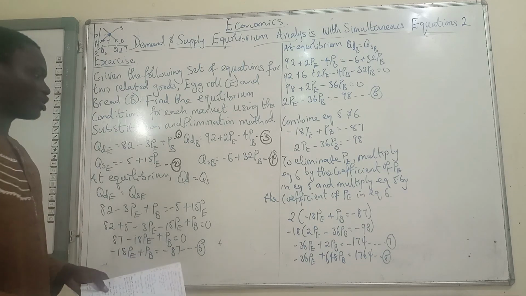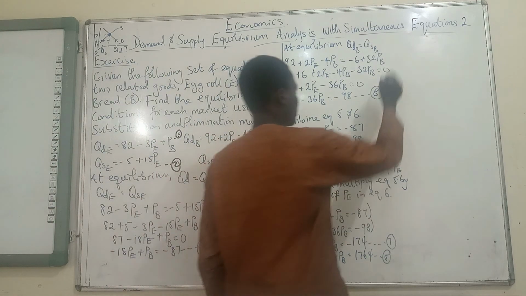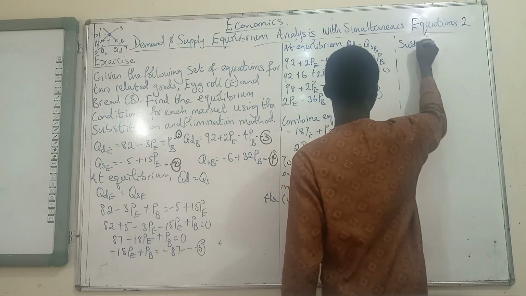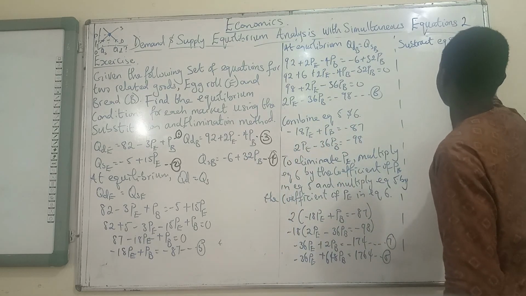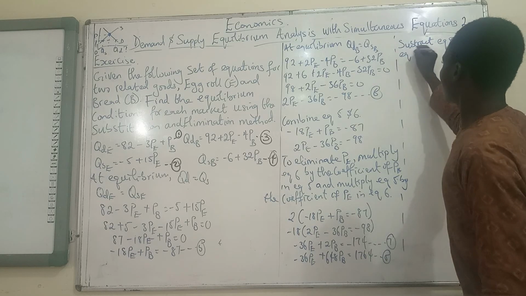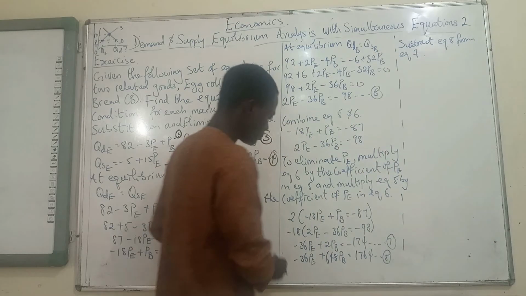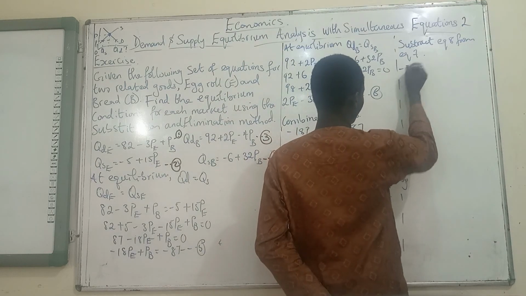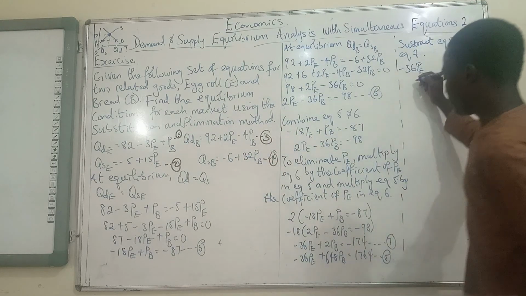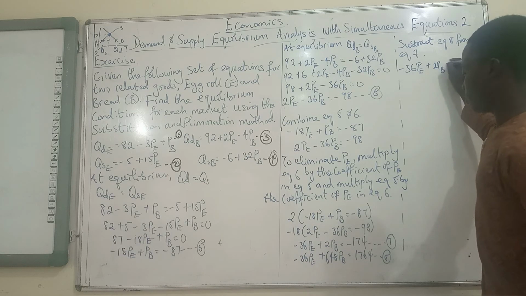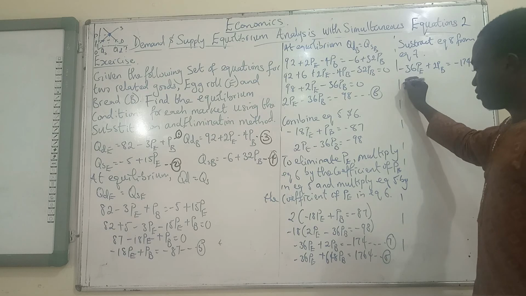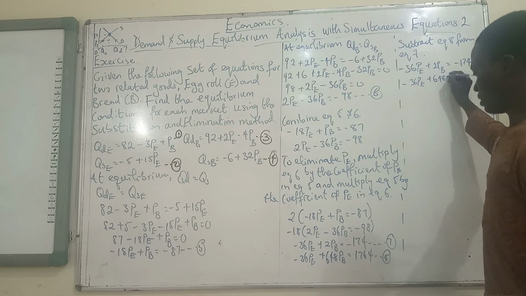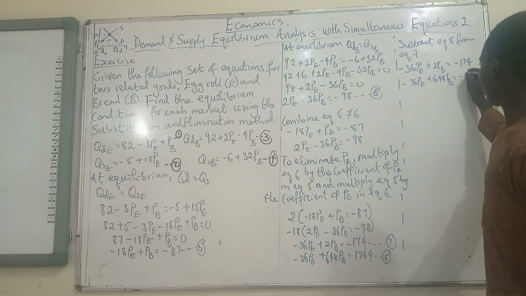Alright, so if you look at this, we just subtract equation 8 from equation 7. Subtract equation 8 from equation 7. So what is that going to give us? Let me just write it out. We have minus 36PE plus 2PB equals minus 174. And then we have minus 36PE plus 648PB equals 1764.